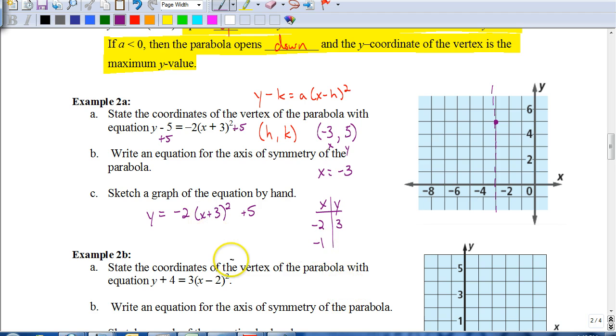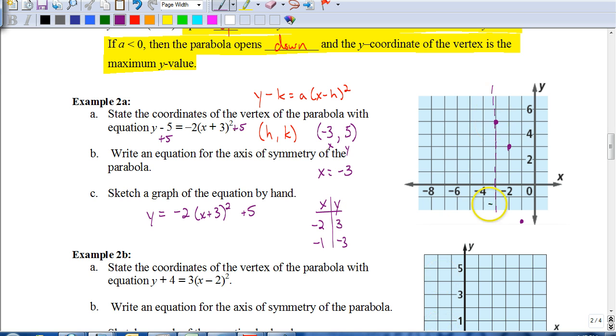Do that process again now with -1. -1 plus 3 is 2. 2 squared is 4. -2 times 4 is -8. -8 plus 5 is -3. Now when I graph this, (-2, 3) will be here. (-1, -3) will be approximately here.